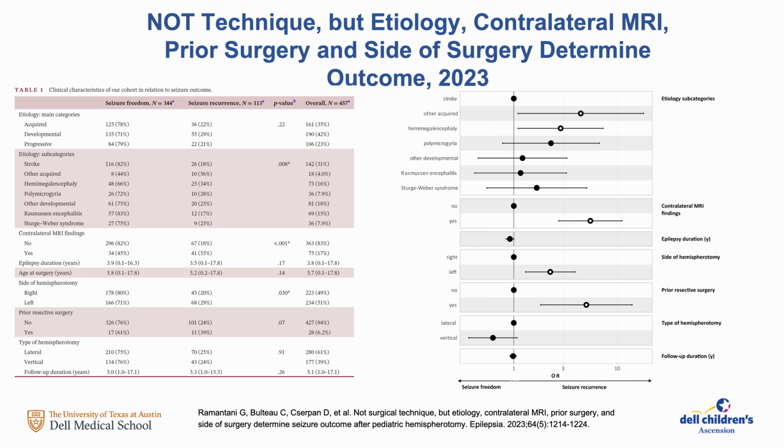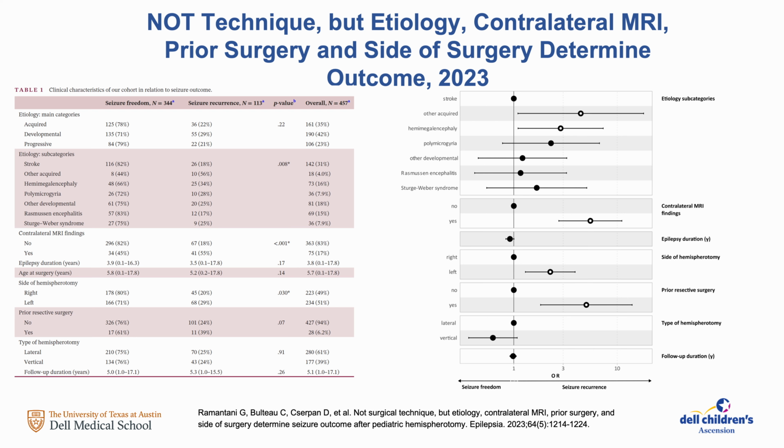And here it's a little more balanced. You have 300 patients, 290 of them were in one group of lateral, and the vertical was 177. And what they found actually was that the etiology was more important, whether there were contralateral MRI findings, whether they had a prior surgery, which approached significance but didn't get significant, and the site of surgery.